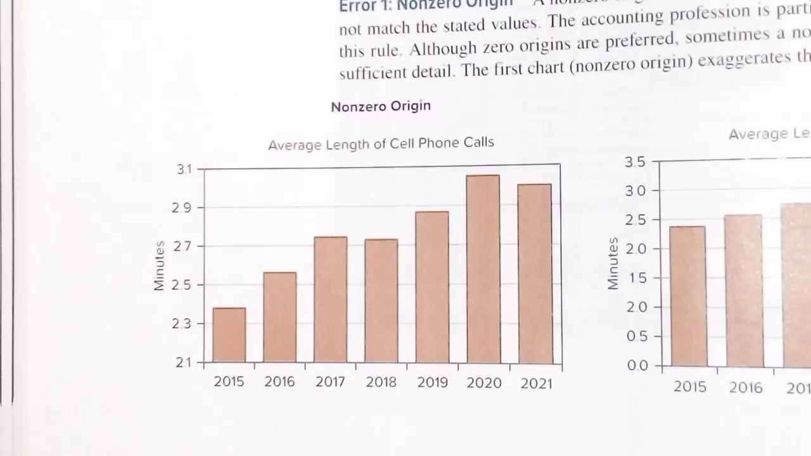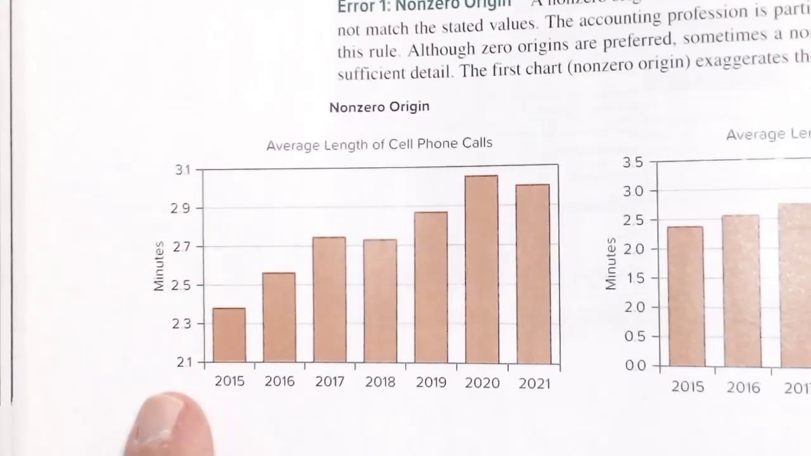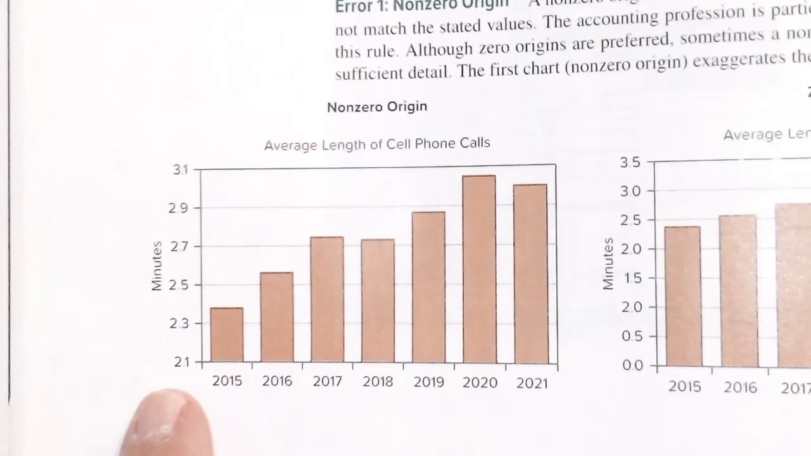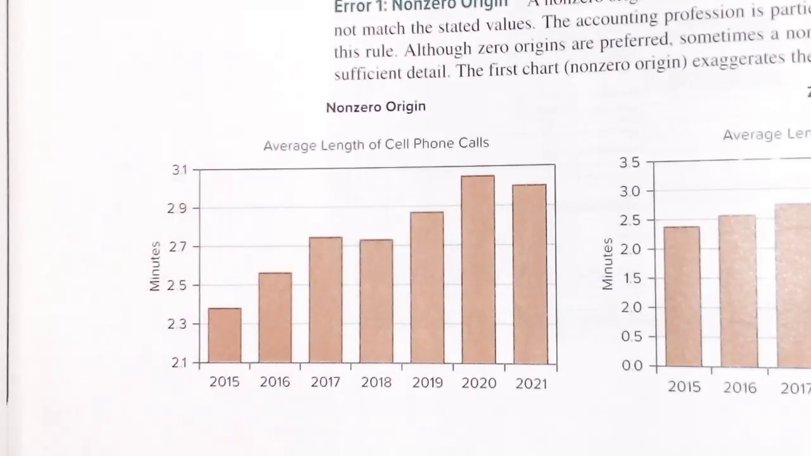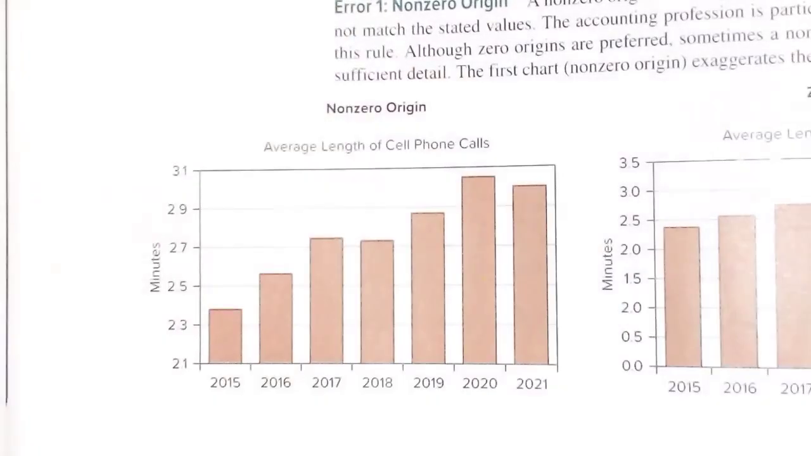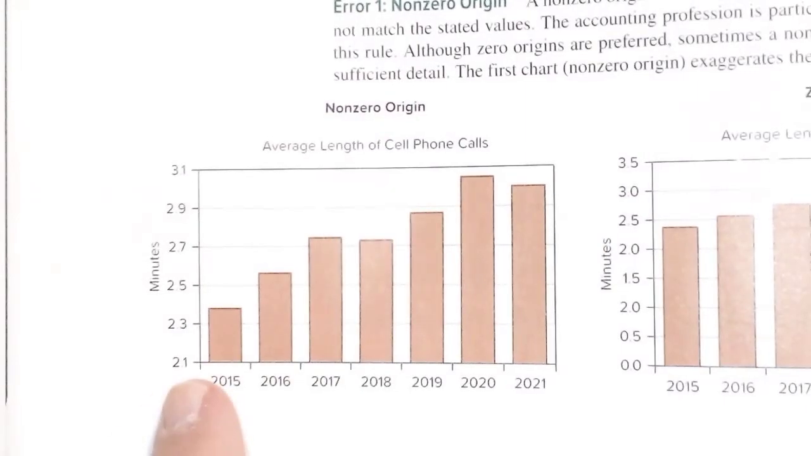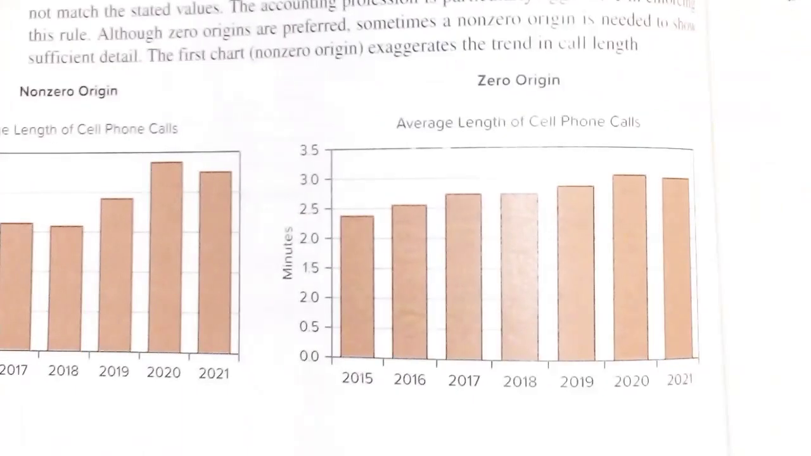Take a look at the y-axis of that graph. It starts at 2 minutes and only goes to 3 minutes. So these are all different by less than 1 minute. If I actually start the y-axis at 0, I get a very different picture, don't I? Same exact data. All I did was rescale the y to exaggerate the differences.